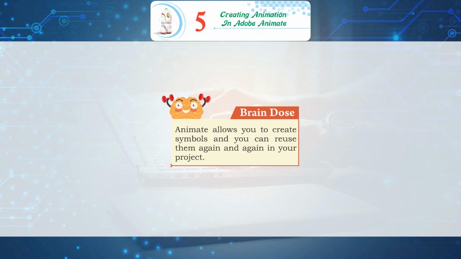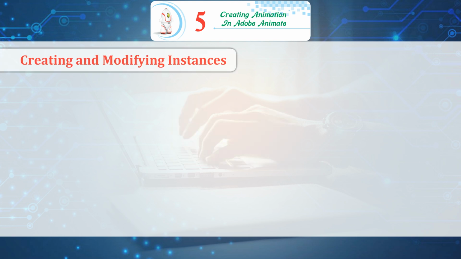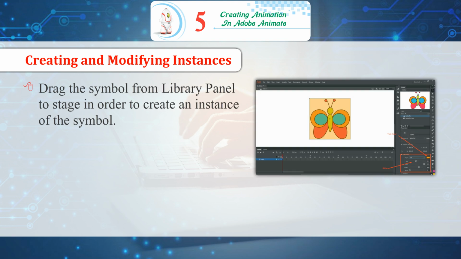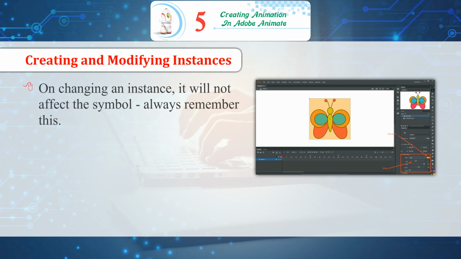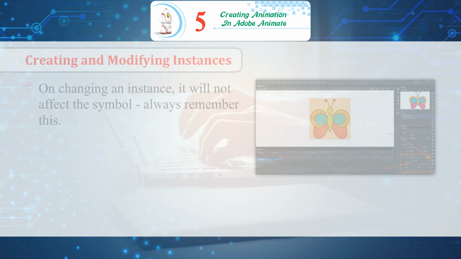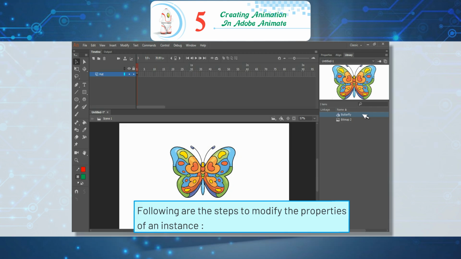Animate allows you to create symbols and you can reuse them again and again in your project. Creating and modifying instances. Drag the symbol from the Library panel to the stage in order to create an instance of the symbol. On selecting an instance, you can change its properties like brightness, tint, etc. On changing an instance, it will not affect the symbol. Always remember this.